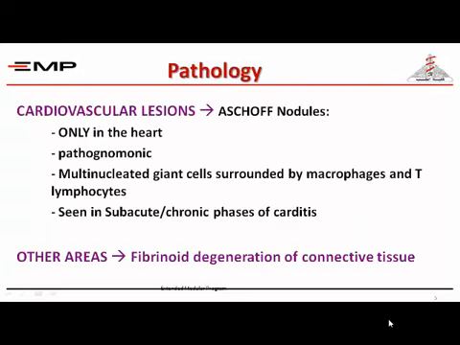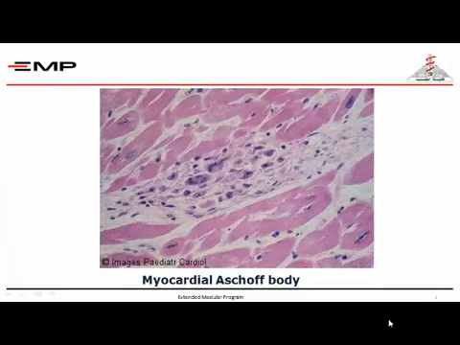The pathognomonic finding in the pathology of acute rheumatic fever is what is called Aschoff nodules. Aschoff nodules appear only in the heart. They are pathognomonic: multinucleated giant cells surrounded by macrophages and T lymphocytes, and usually seen later on. They are not in the acute attack, usually later in the attack, and this is a picture of Aschoff nodules.